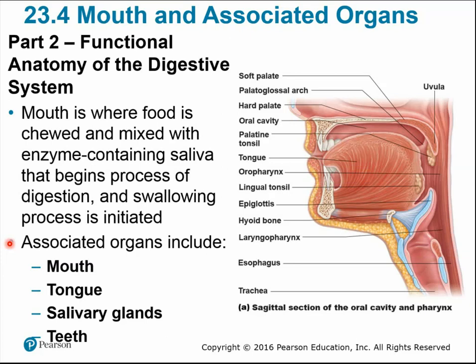So the mouth is going to chew the food to mechanically break it down into smaller pieces, and in the process mix it with the saliva that contains some digestive enzymes. So we start the process of digestion really in the mouth with our saliva. And then swallowing is going to propel the food to the next part of the GI tract. But some accessory or associated organs in the mouth include the tongue, the teeth, and the salivary glands.